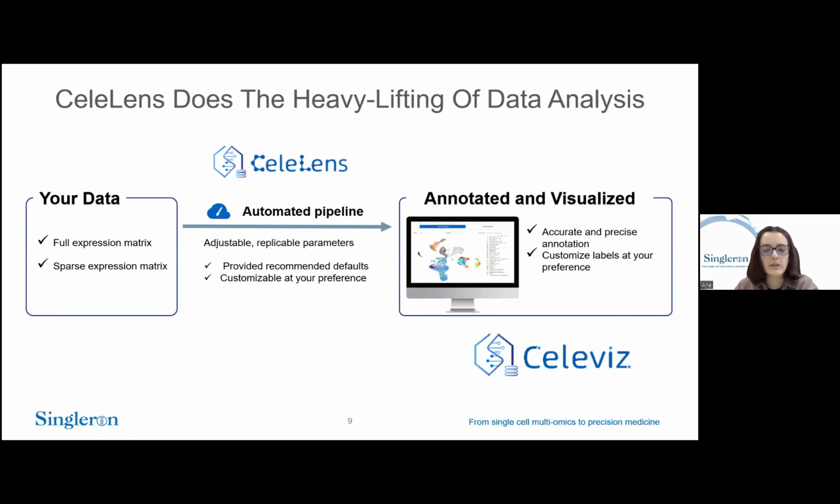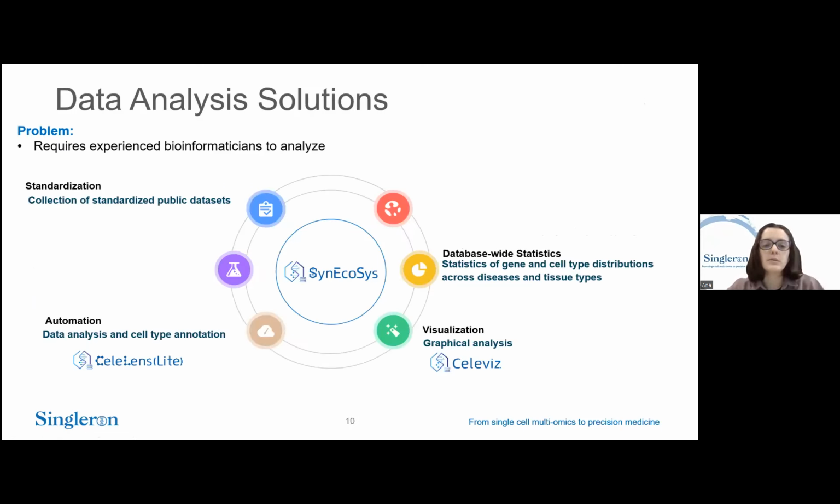click-through form. The next problem is that it usually requires experienced bioinformaticians to analyze the data. But in SynEcoSys, we collect data-wise statistics, so it's very easy to navigate through gene and cell type distributions and understand what information there is and where the genes are expressed across different tissues and diseases. We also have a graphical analysis tool called CellViz, where you can very easily click through and compare the different groups.